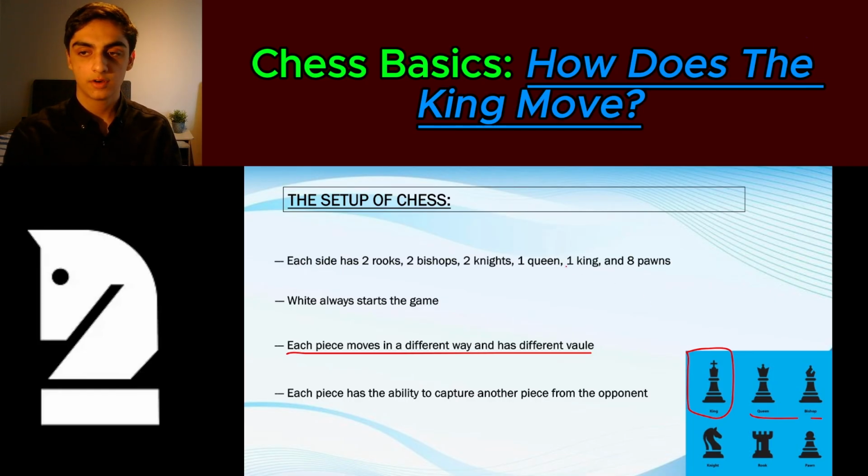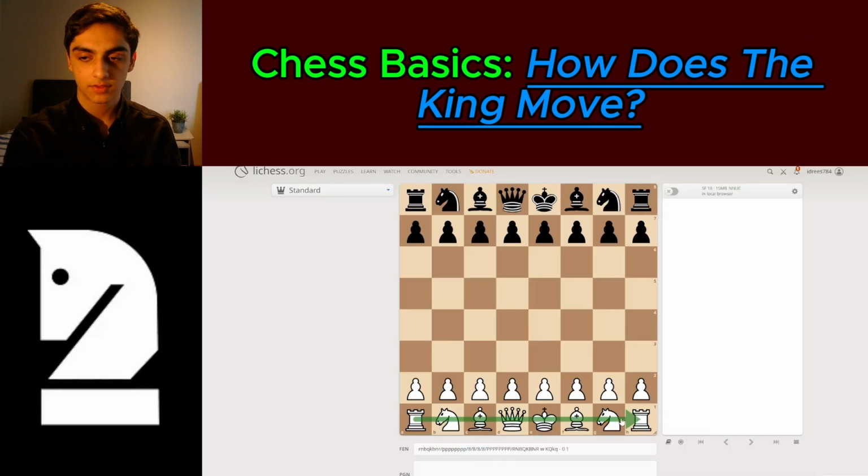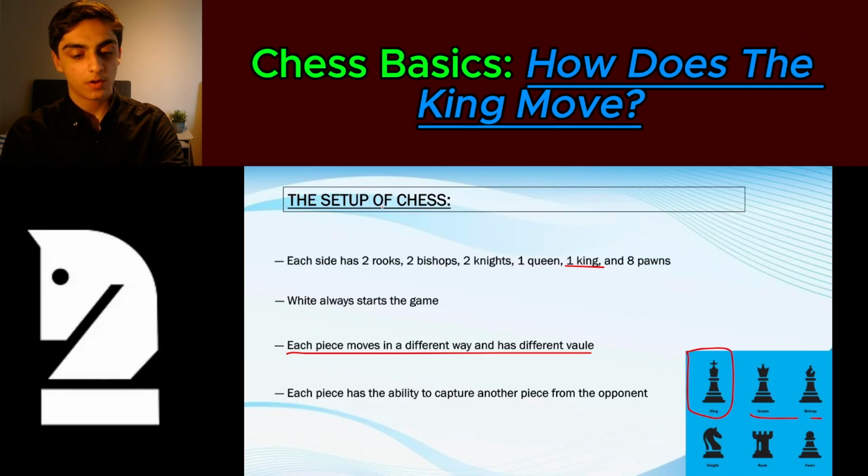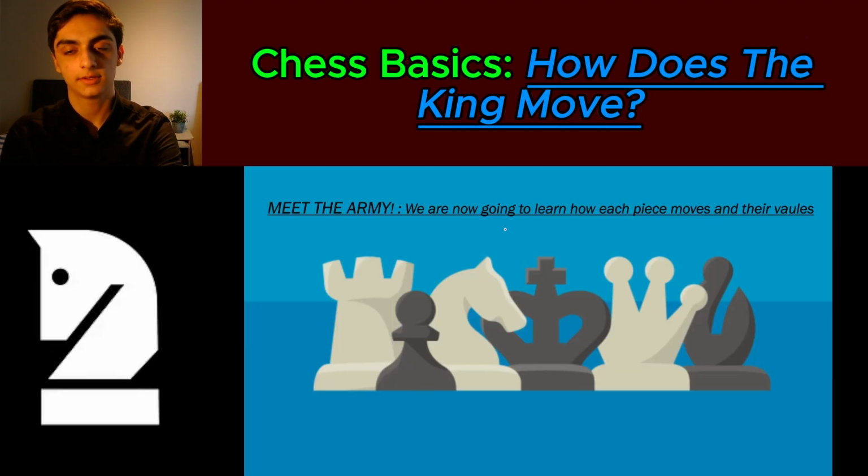Now, you also want to remember that there's only one king on the board, and it starts at the beginning of the board on the E1 square as highlighted. Now, when you want to learn any piece, you need to know two things: how it moves and its value. So now let's learn those facts about the king.